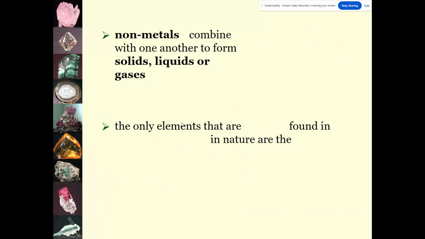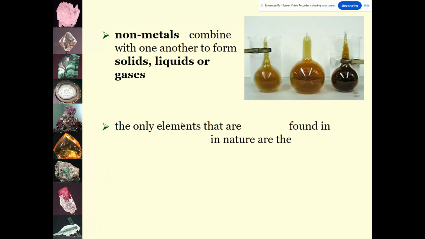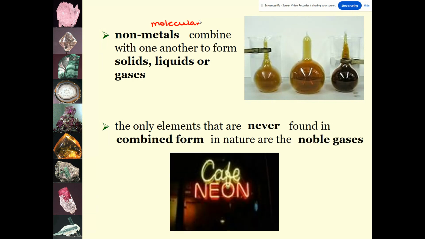Now, nonmetals usually combine together to make a molecular compound, and as we've reviewed before, molecular compounds can be solid, liquid, or gas. Again, it depends on the attractive forces holding those molecules together that we'll talk about later in the unit. The only elements that are found on their own for the most part, there's always exceptions, are noble gases. And we know noble gases are stable, they don't form compounds because their valence levels are filled.